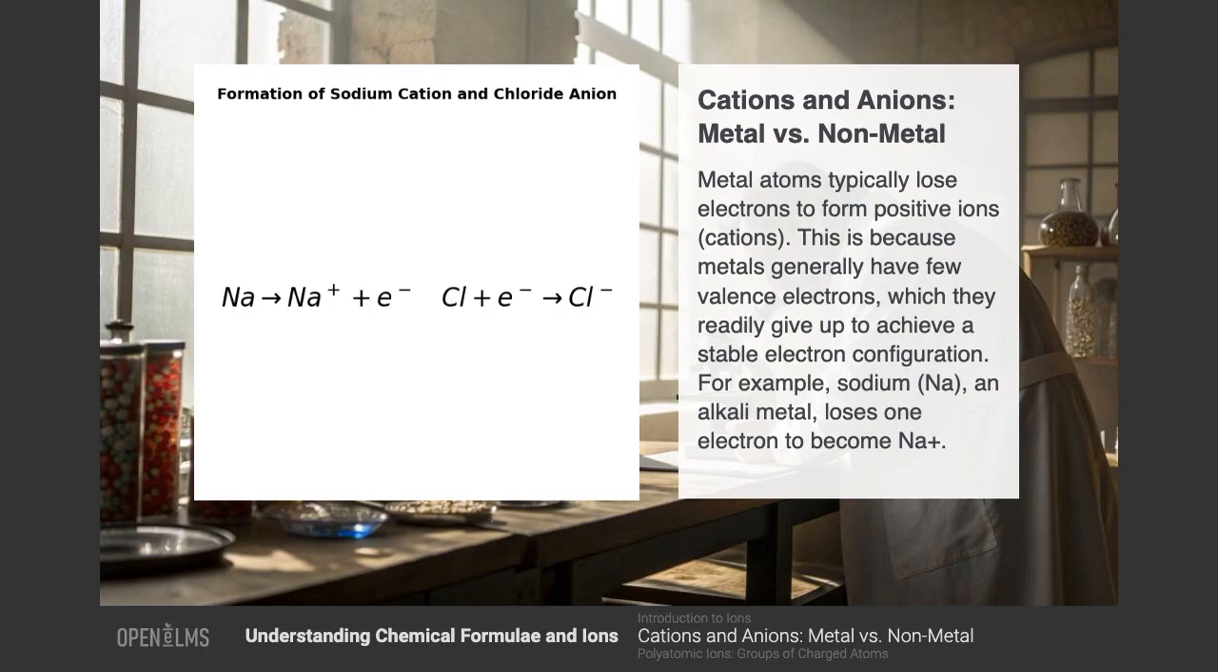Cations and anions, metal versus non-metal. Metal atoms typically lose electrons to form positive ions, cations. This is because metals generally have few valence electrons, which they readily give up to achieve a stable electron configuration. For example, sodium, Na, an alkali metal, loses one electron to become Na+.